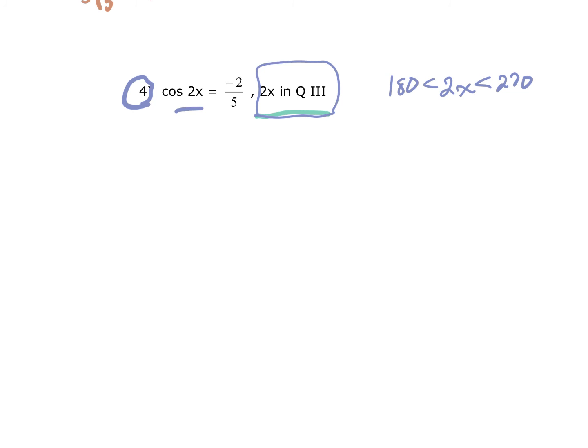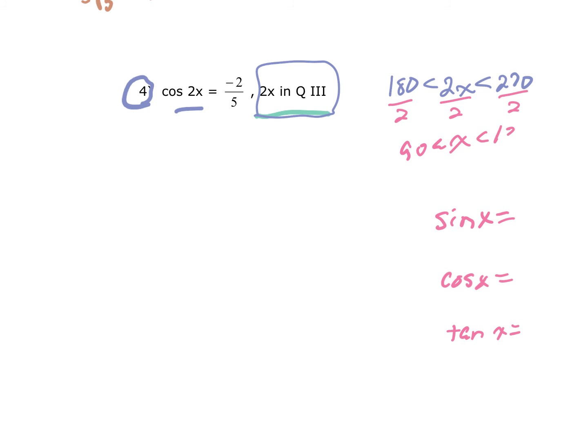So now to figure out where the single angle has to be, because ultimately that's what we're trying to figure out. What's the sine of x, the cosine of x, and the tangent of x? We just have to divide each of these values by 2. So we get 90 is less than x, which is less than 135 degrees. So 90 to 135, that tells us which quadrant are we in? Second quadrant, we're in quadrant 2. Good.